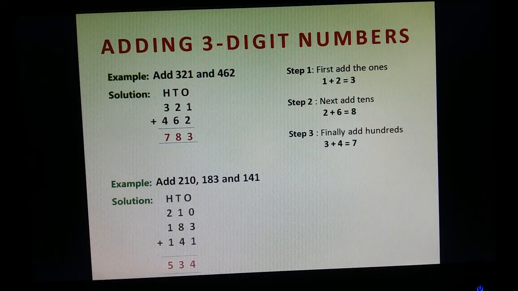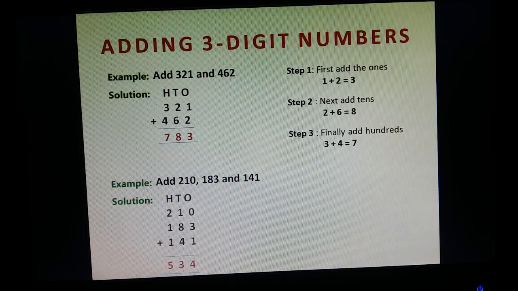Next is adding 3-digit numbers. So there are 2 examples given. First example, we have 2 numbers, 321 and 462. Let us add these 2 numbers. First of all, we will write these 3-digit numbers in the place value table in the hundreds, tens and ones place. As you can see, 1 and 2 are written at the ones place, 2 and 6 are written at the tens place, and 3 and 4 are written at the hundreds place.